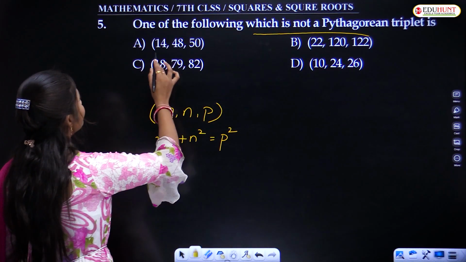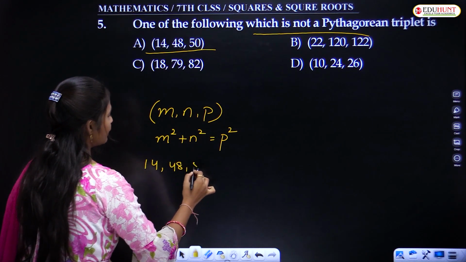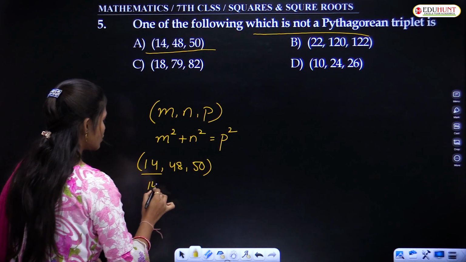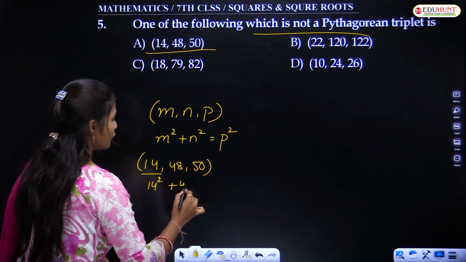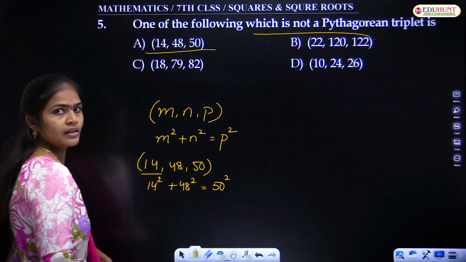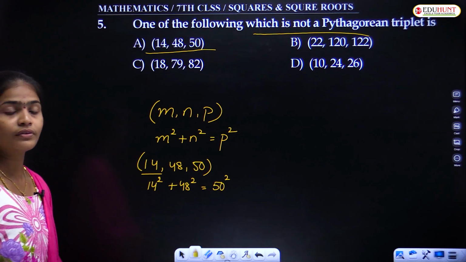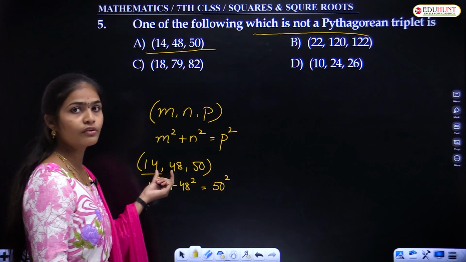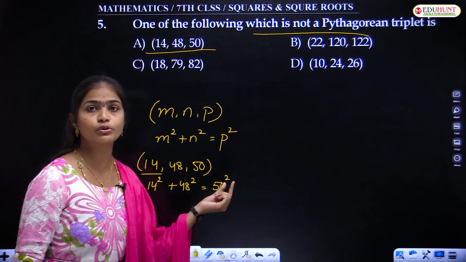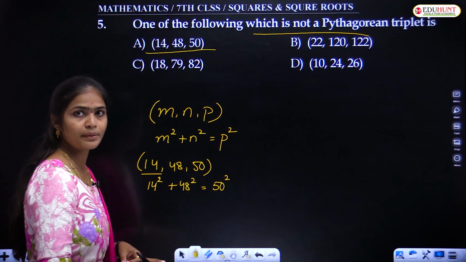So the first one is 14, 48, 50. Let us see: 14 square plus 48 square should equal 50 square. The sum of the squares of the first two numbers should be equal to the square of the third number. That is called a Pythagorean triplet, no?